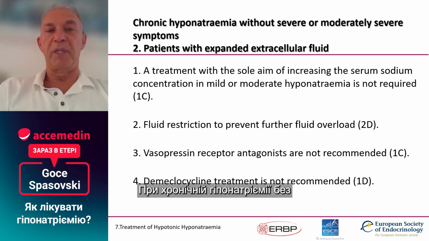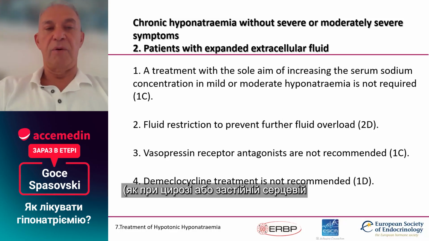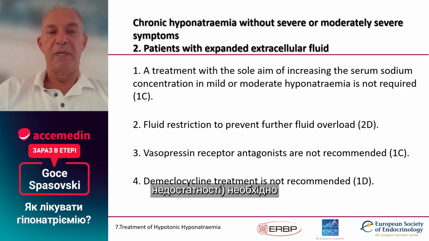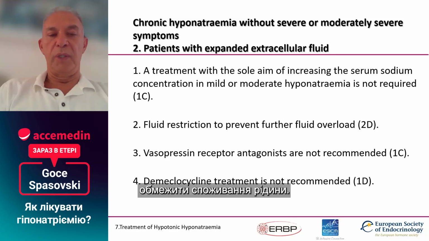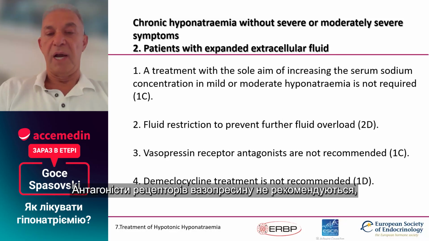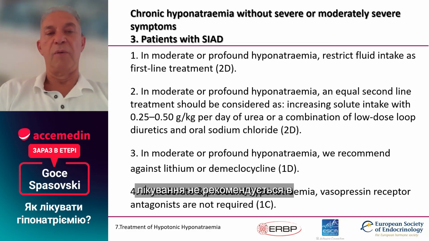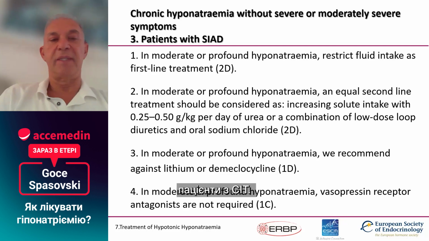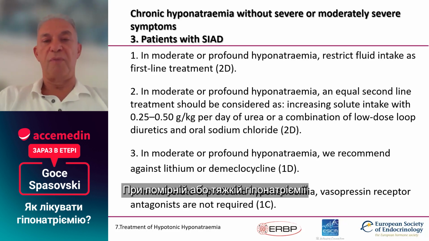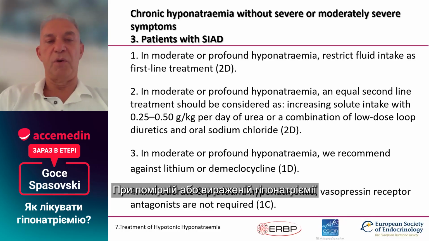What about chronic hyponatremia without severe or moderately severe symptoms in patients with expanded extracellular fluids, like in cirrhosis or congestive heart failure? We need to restrict fluid. Vasopressin receptor antagonists are not recommended, and demeclocycline treatment is not recommended. In patients with SIAD, in moderate or profound hyponatremia, we should restrict fluid intake as a first-line treatment option.